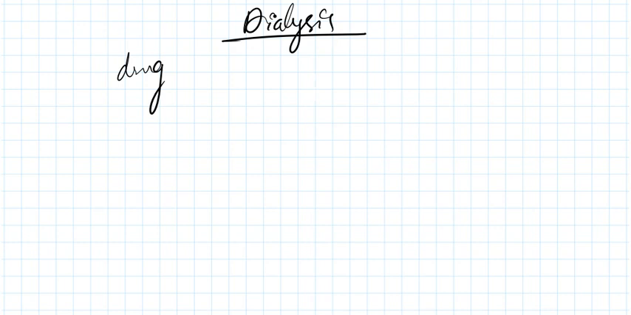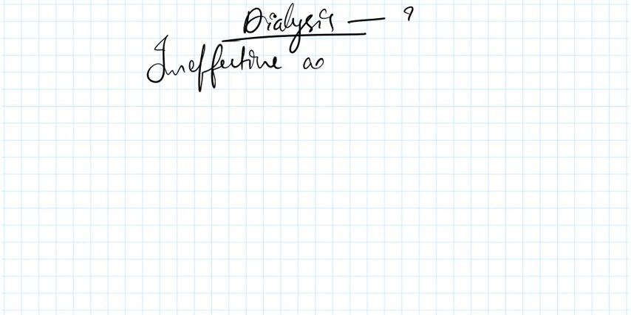So in which drug toxicities can dialysis not be done? Those are the conditions in which dialysis is ineffective. Dialysis is ineffective against drugs with high volume of distribution.